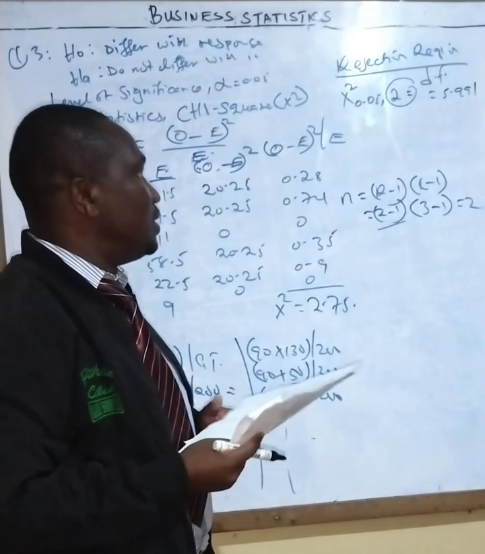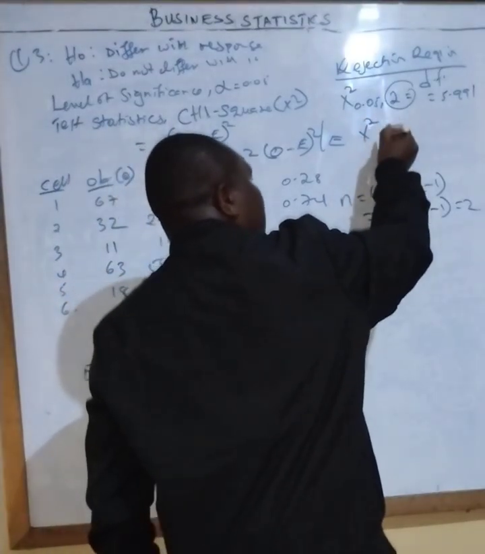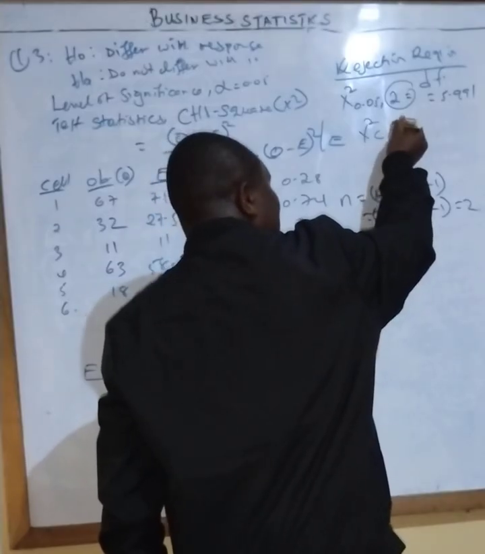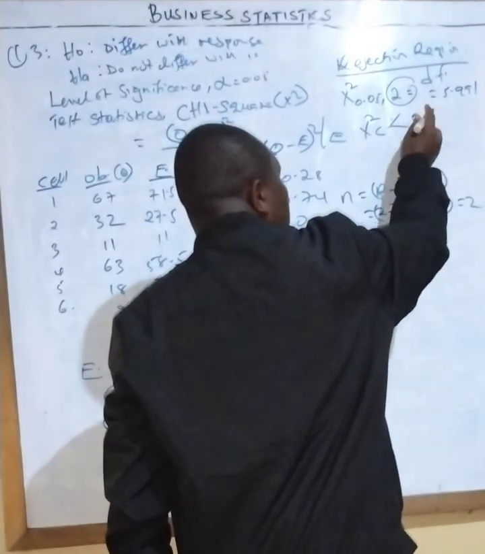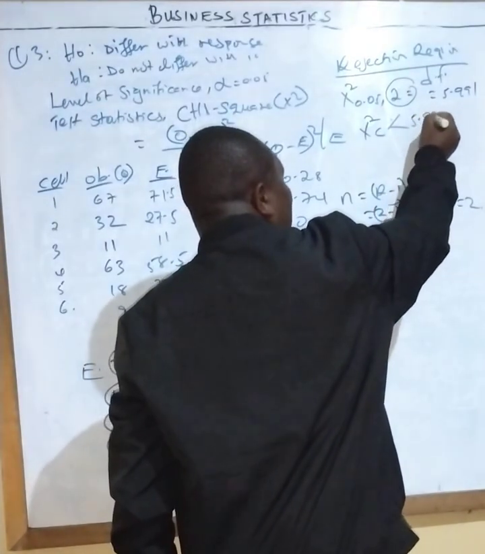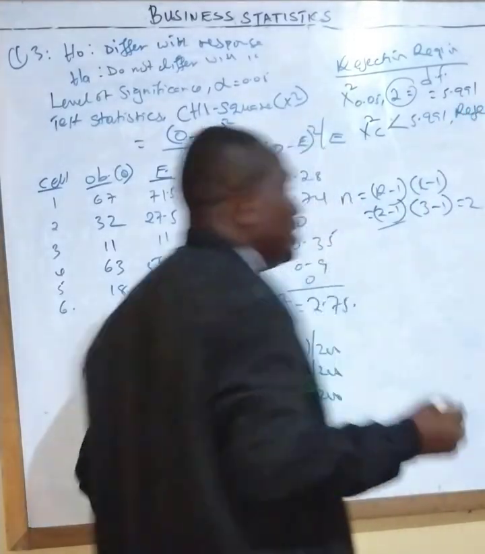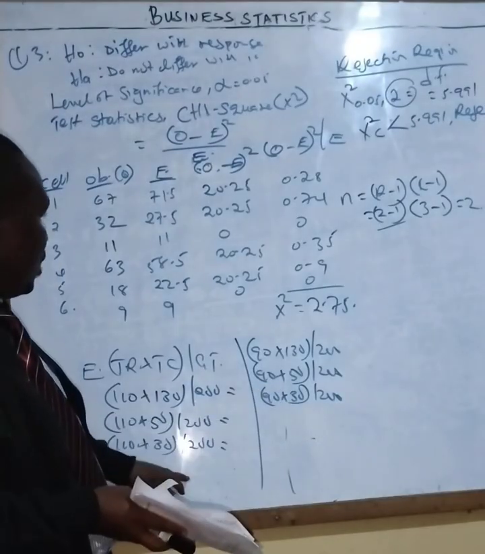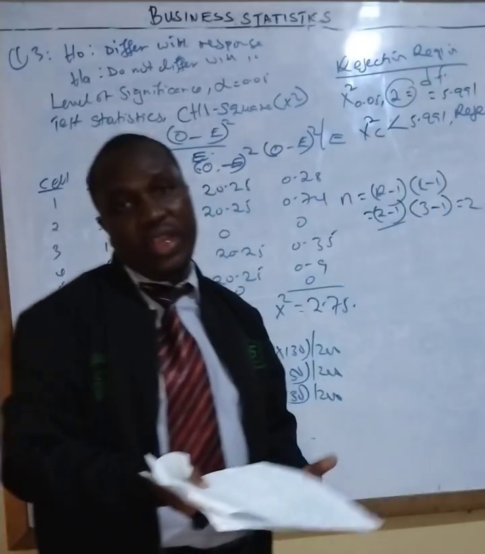What does it mean, class? It means if chi-square calculated is less than 5.991, accept the null hypothesis. Let's see whether it is true. What we have calculated, we have found to be 2.75, which is less than this. So therefore, we do not reject.